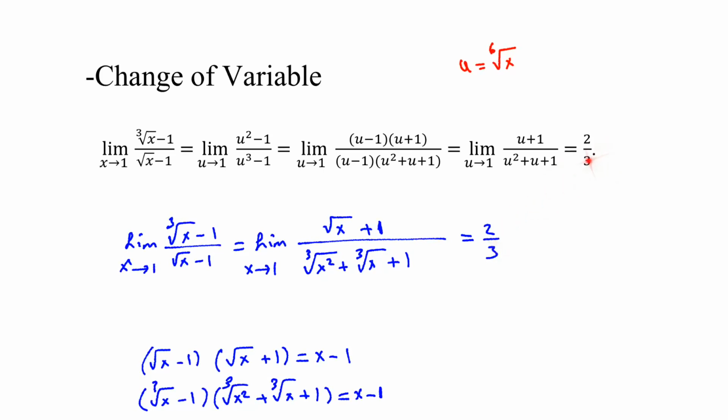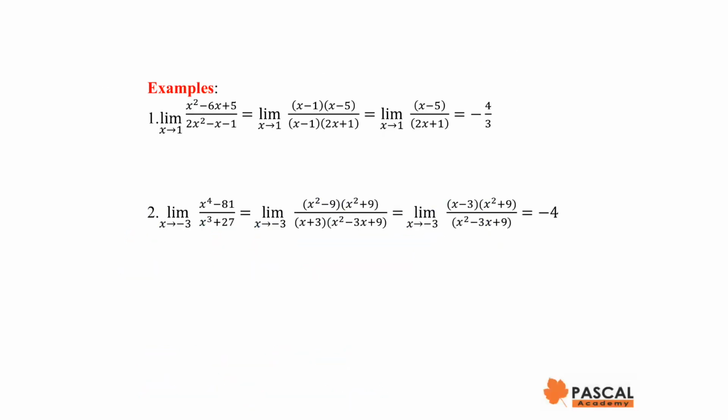As you see, we had two different methods, and the final answers are the same, as we expected. In one of them we used rationalizing, and in the other one we used change of variable. Change of variable basically converts the function from irrational form to rational form. Let's have a couple of examples.